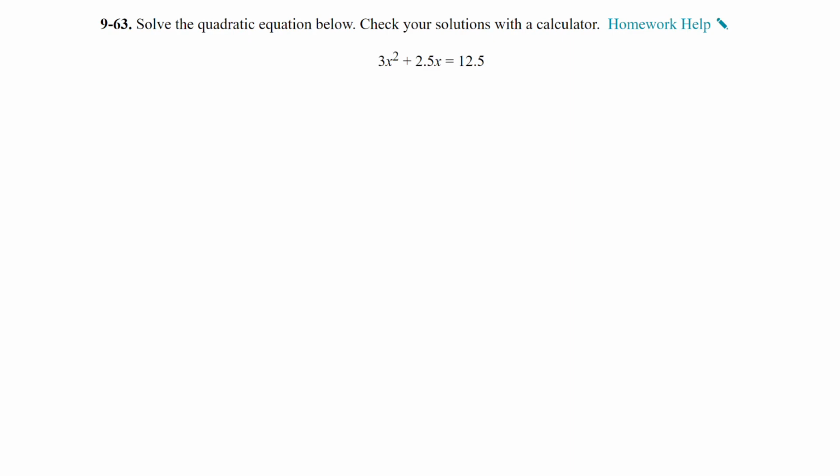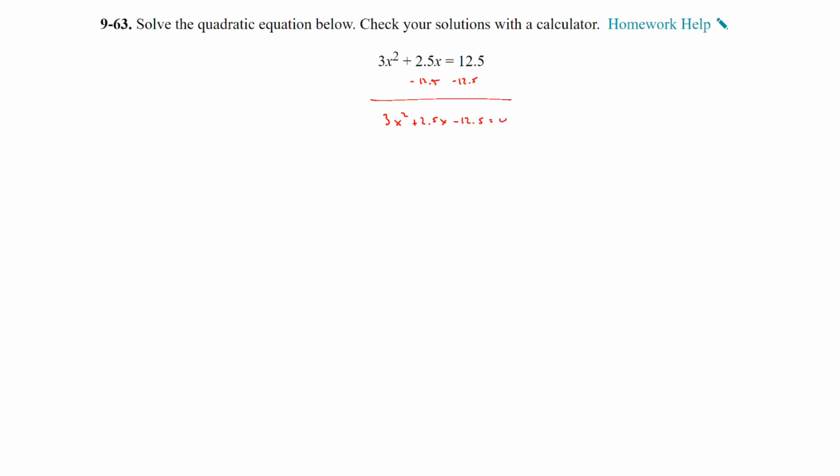Question 63. Solve the quadratic equation below. Check your solutions with a calculator. So let's go ahead and set it equal to 0. We might already have an idea before we get started of how we're going to solve this, but let's go ahead and set it equal to 0 to get a better idea of what we're looking at here.